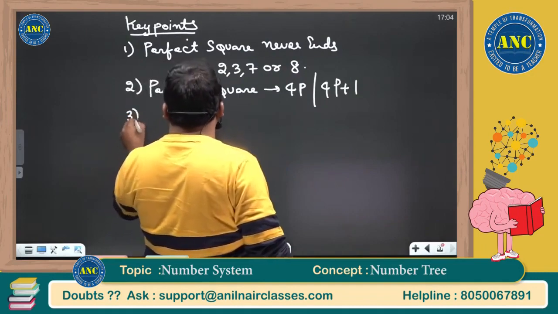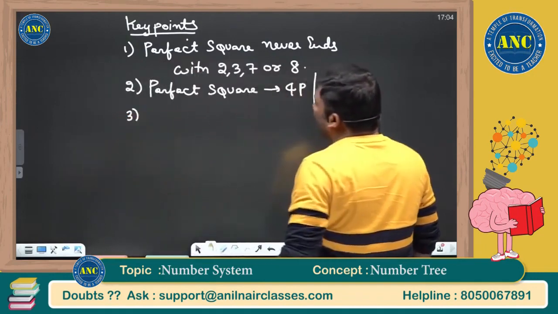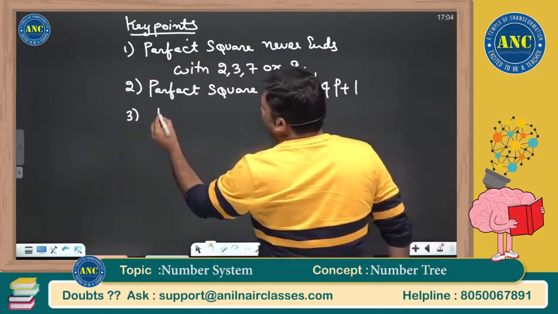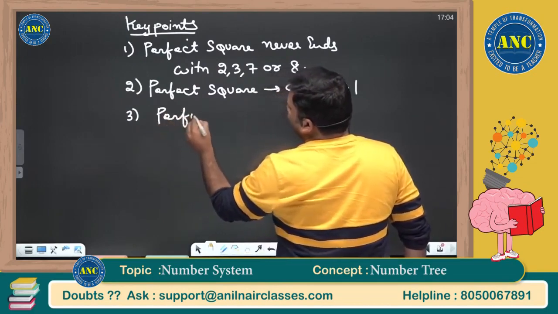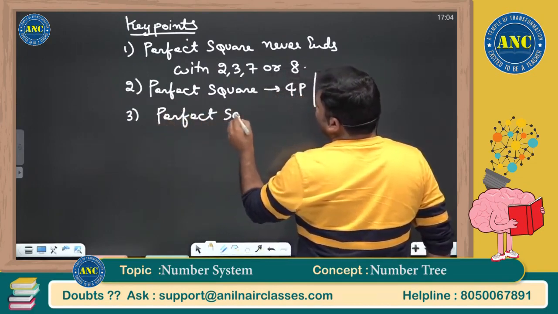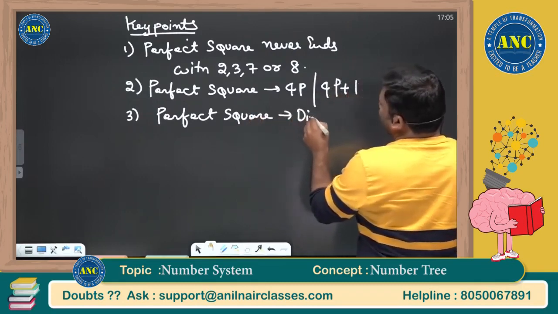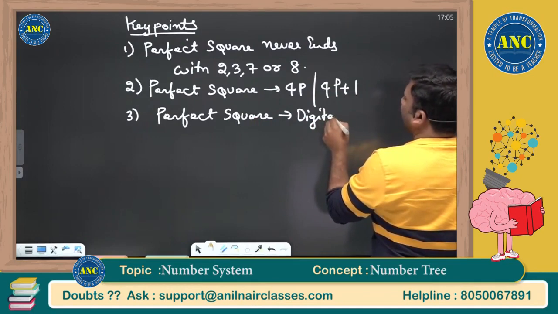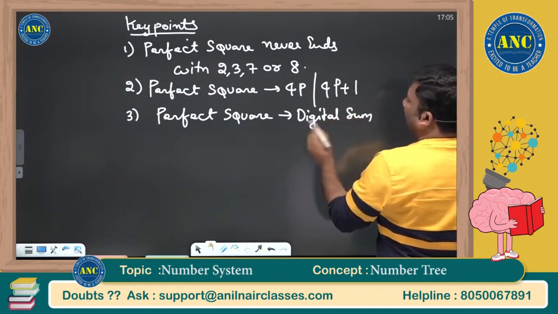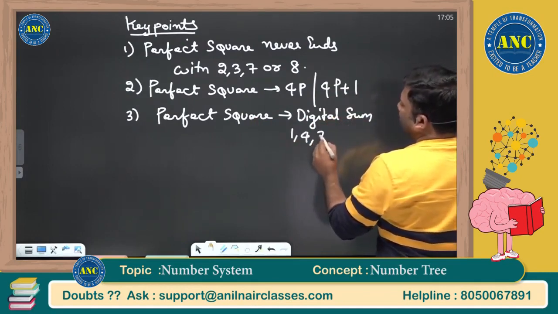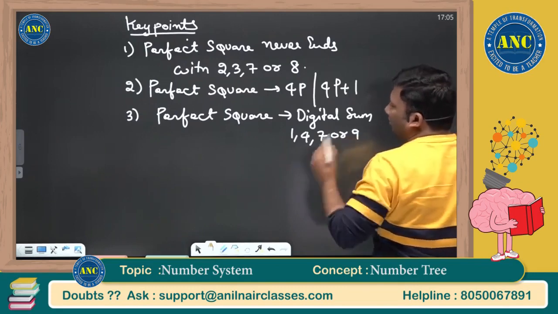Third important key point: every perfect square has a digital sum of 1, 4, 7 or 9.